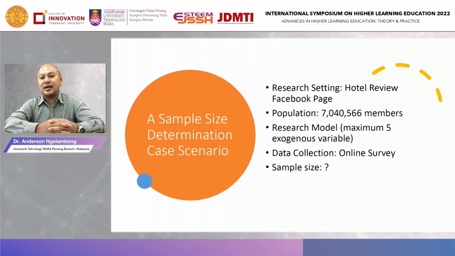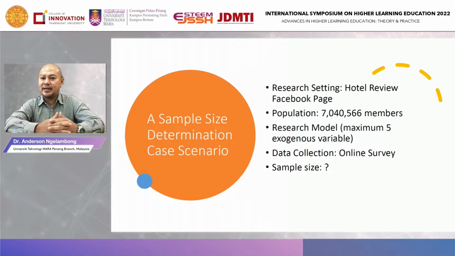It is estimated that the population, or the members of this Facebook page, is over 7 million, 7 million 0.0566 to be exact. You can get this from the numbers of members shown inside a Facebook page. Then you have to go to your research model, go back to your literature review or your conceptual model. You have to know the maximum number of your independent variables going to dependent variables.